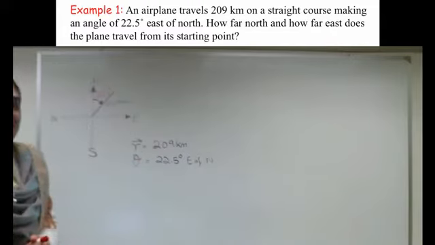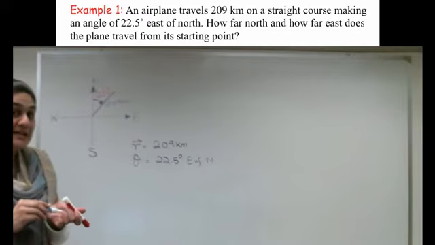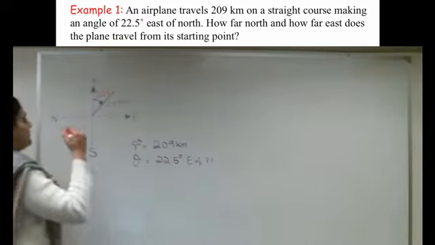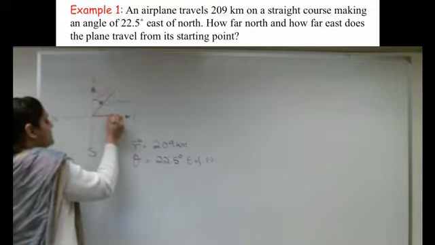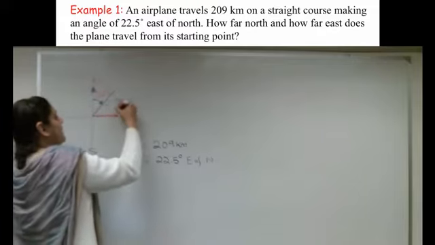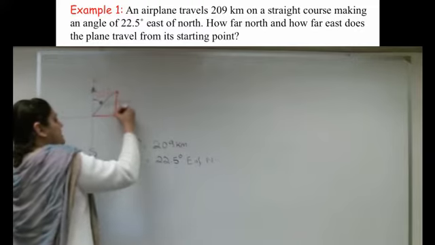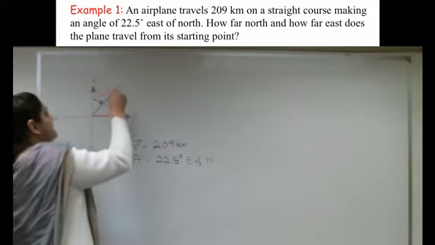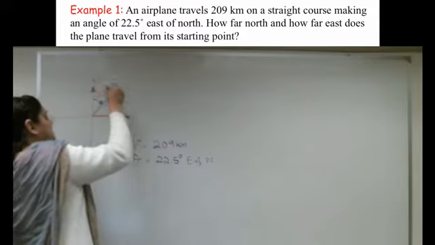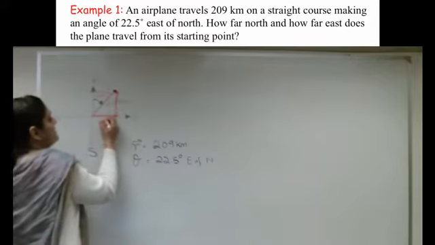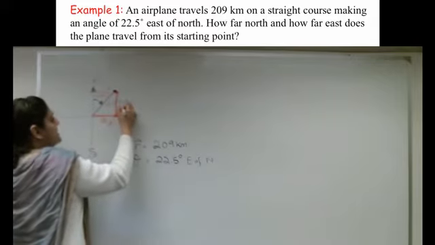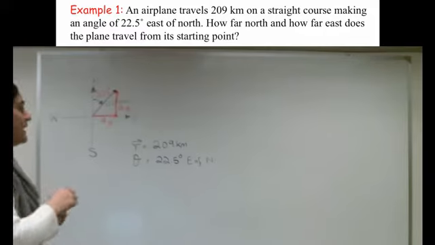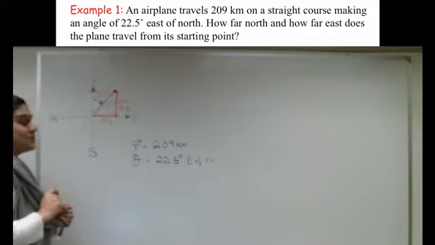And now he's asking how far north and how far east does the plane travel? So I'm basically required to find how far east and how far north my plane travels. Now, see a pattern here? This is my original vector. This is now going to be my AX, and this is now going to be my AY. And now I need to find what this angle is in order to define it.